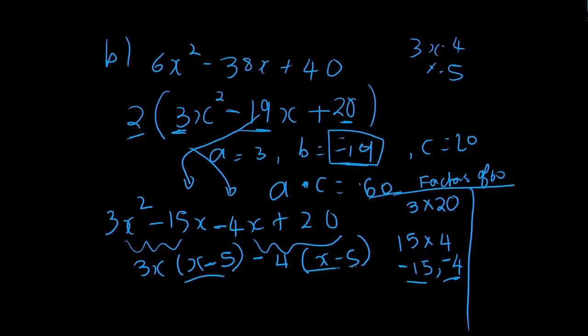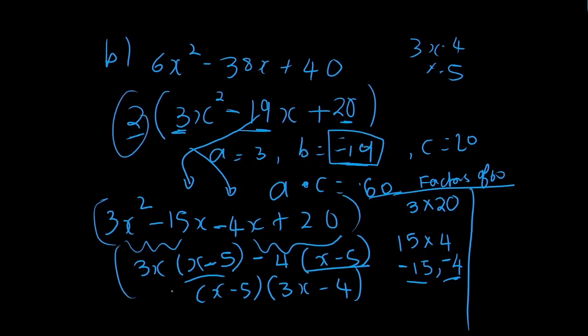Therefore, my common bracket is x minus 5. I pull that out as a common factor and I'm left with 3x minus 4, which is the exact same answer you would have got if you had grouped using trial and error. Remember that in front of all of these there was that 2 that we took out as a common factor in the beginning. So we pull that 2 out and we leave it in front there.